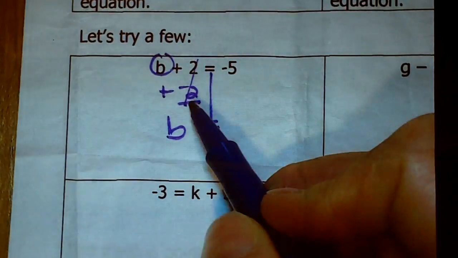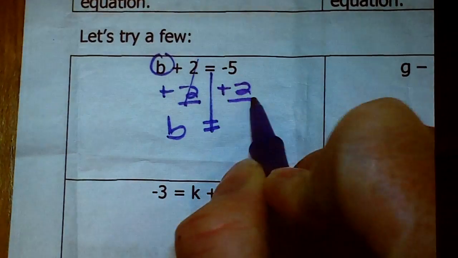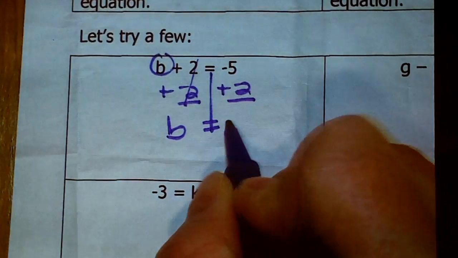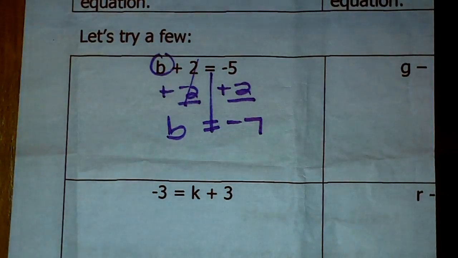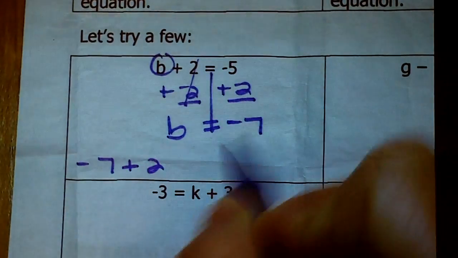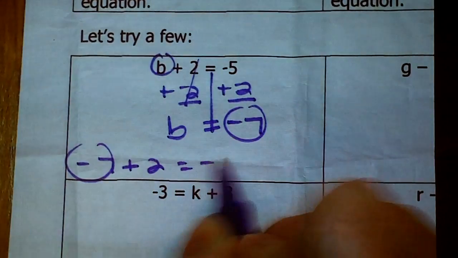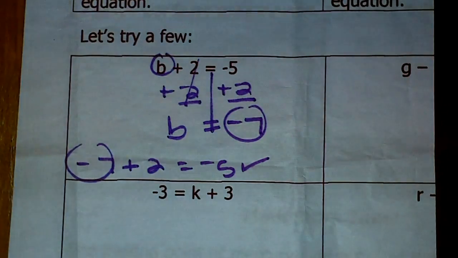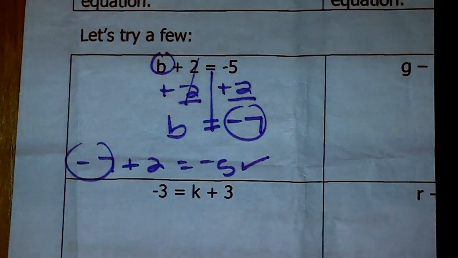But whatever I do to one side, I have to do to the other side as well, and a -5 plus a -2 is -7. And of course, we'll plug it back in: -7 plus 2 gives you -5, and we have checked it. I'm not going to check every single one of them. I just want to make sure you know how, so when you have an assessment, you can do that.